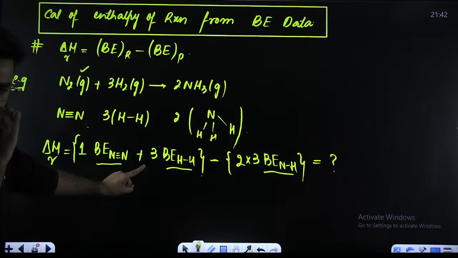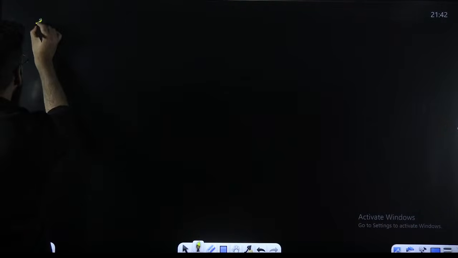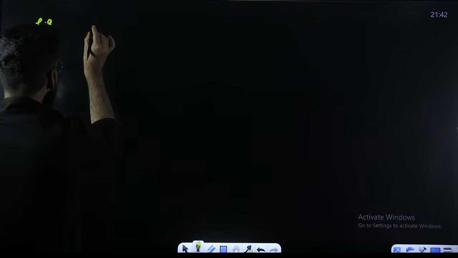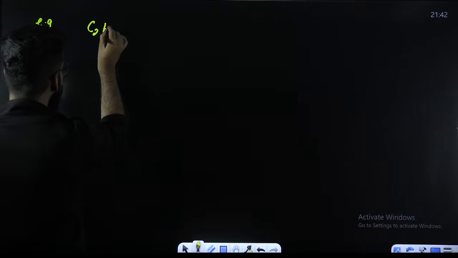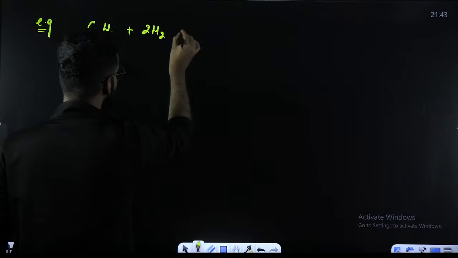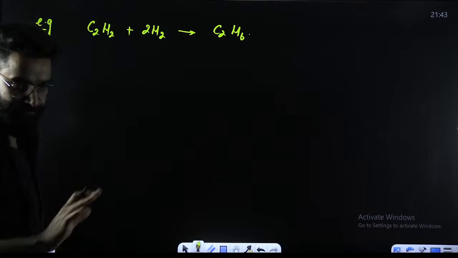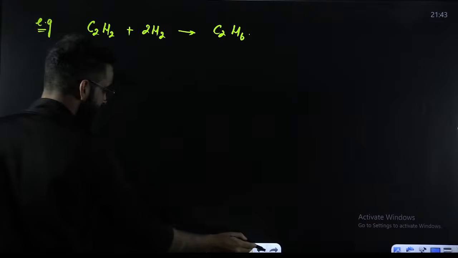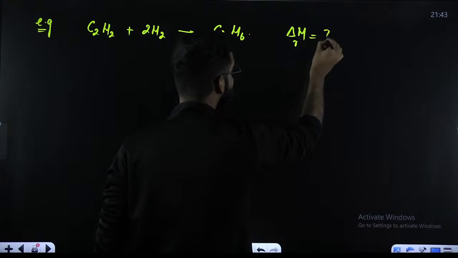Let me give you one more example. For example, you have C2H2 plus 2 times H2 gives C2H6. This is the reaction. Imagine I need to calculate the enthalpy of this reaction from bond energy data.